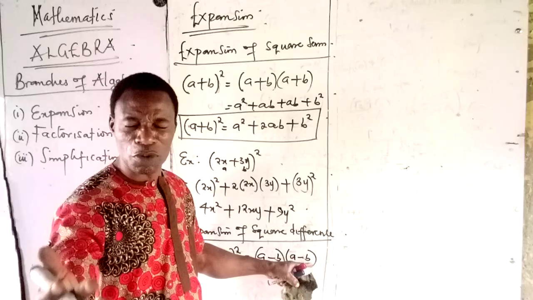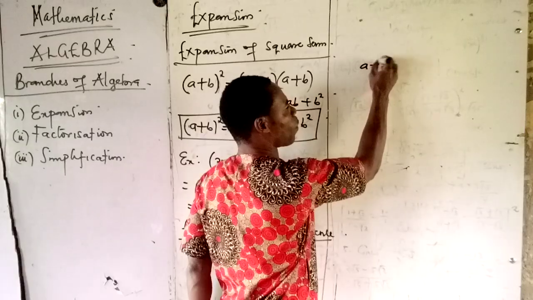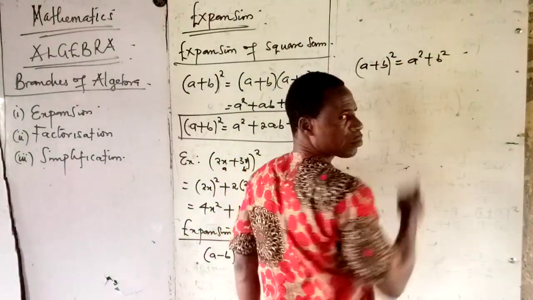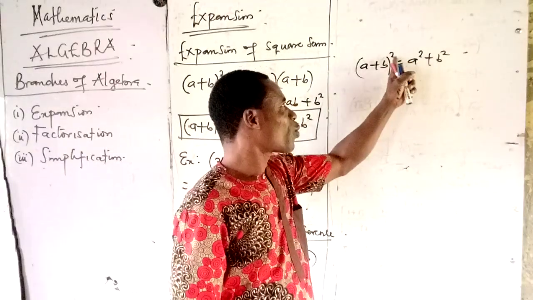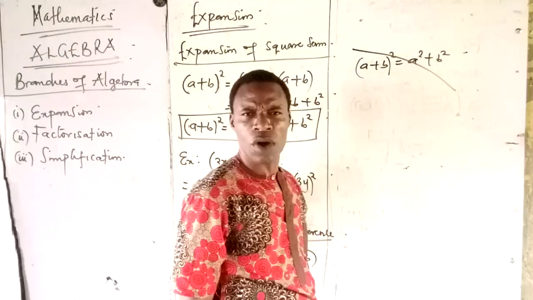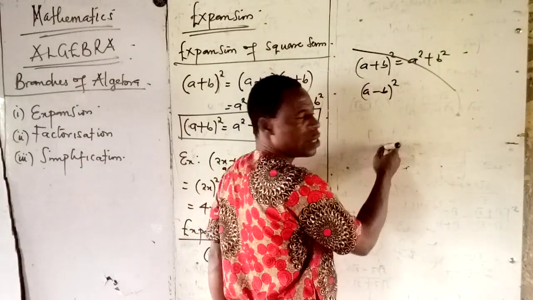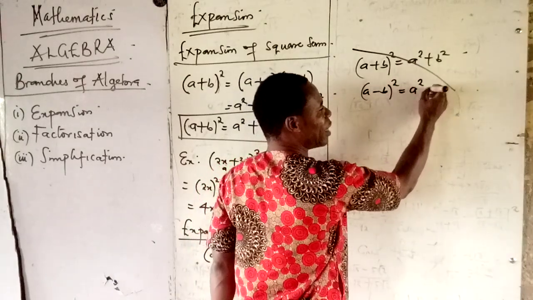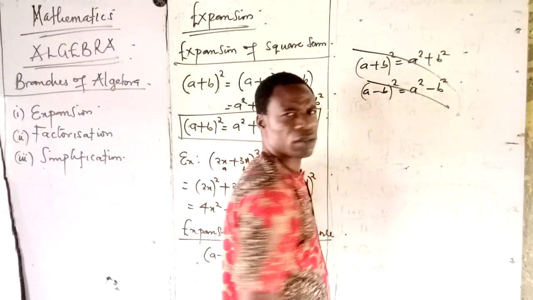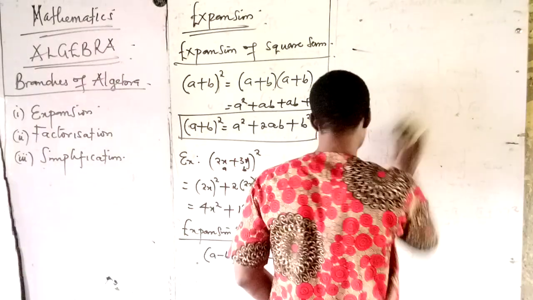There is always a misconception on the mind of the student. When you ask them what is a plus b all square, they always say it is a square plus b square, sharing the square to a and sharing the square to b. Wrong. Or when we tell them a minus b all square, they share the square to a and to b, thinking that is the right answer. Wrong.